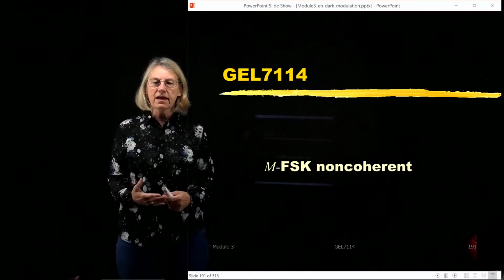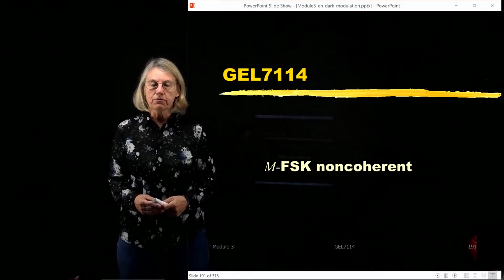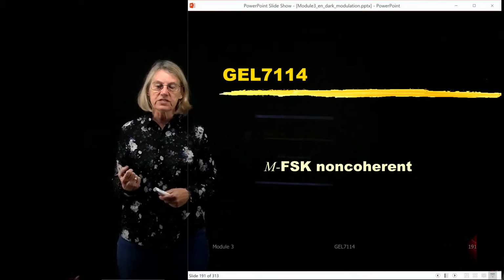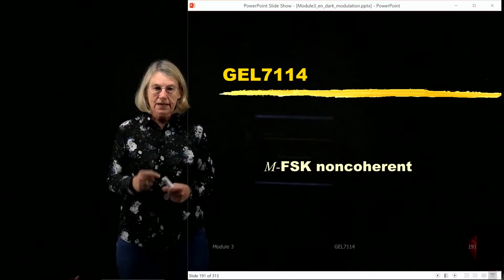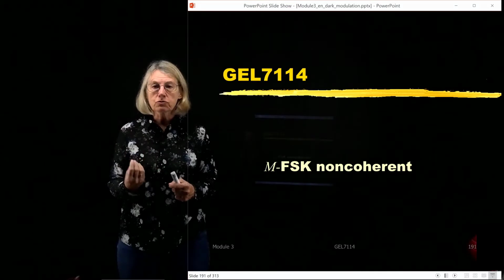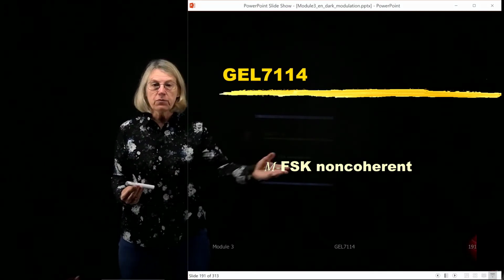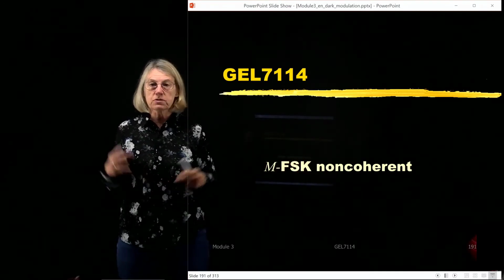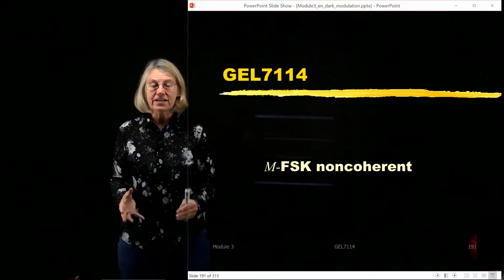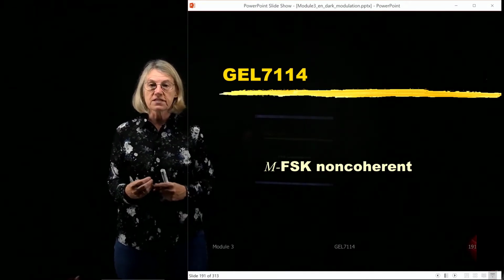So we've seen FSK, frequency shift keying, before, and in the previous incarnation we saw it with coherent detection. Now we're going to talk about how we can also do detection effectively with non-coherent detection. Of course, the motivation for doing non-coherent detection is to lower the cost of the system.